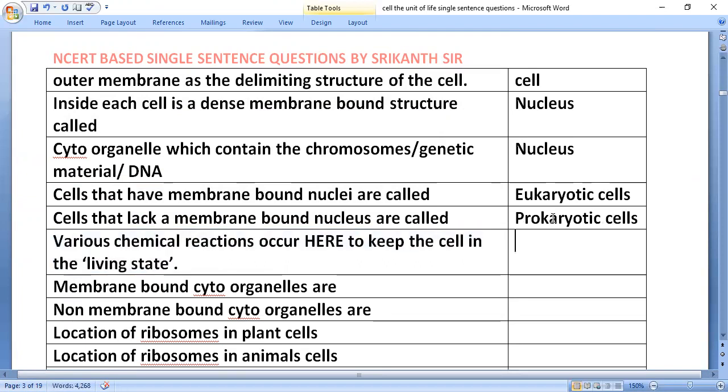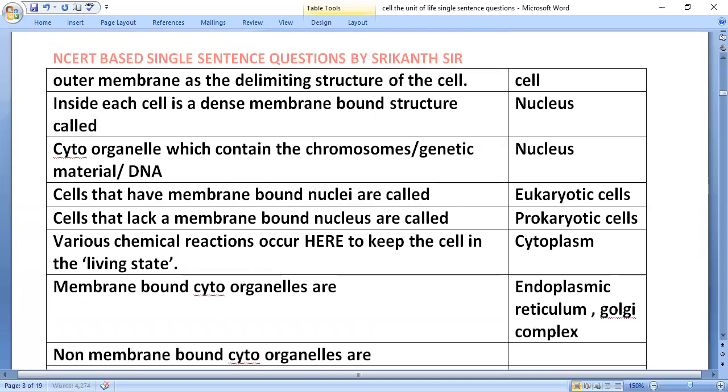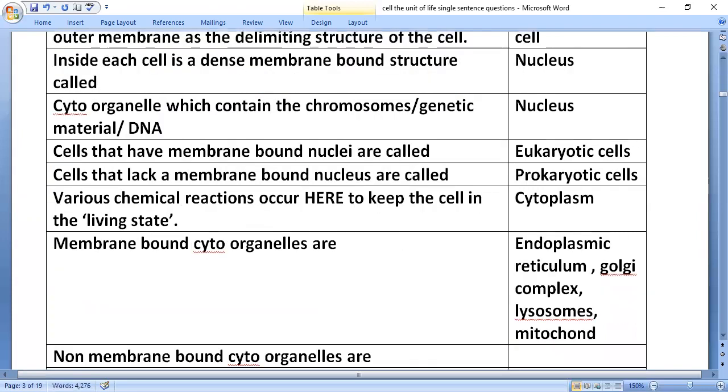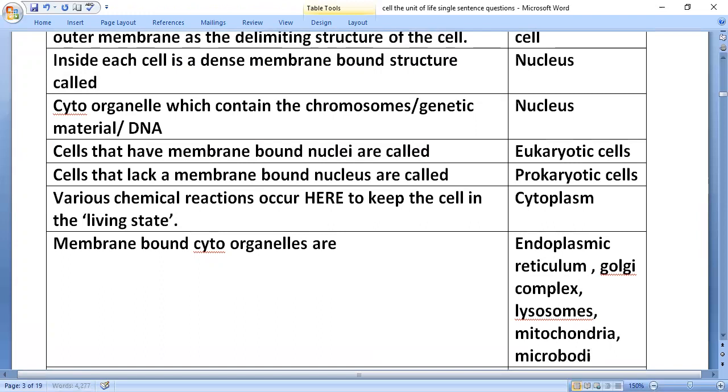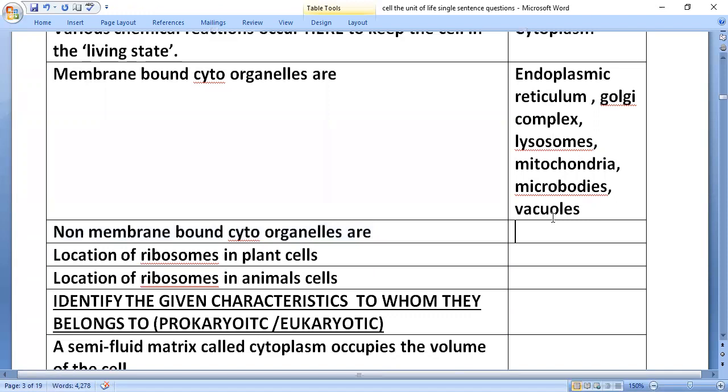Various chemical reactions occur here to keep the cell alive: cytoplasm. In the cytoplasm, membrane-bound cell organelles are endoplasmic reticulum, Golgi complex, lysosomes, mitochondria, microbodies, and vacuoles. Non-membrane-bound cell organelles are ribosomes.